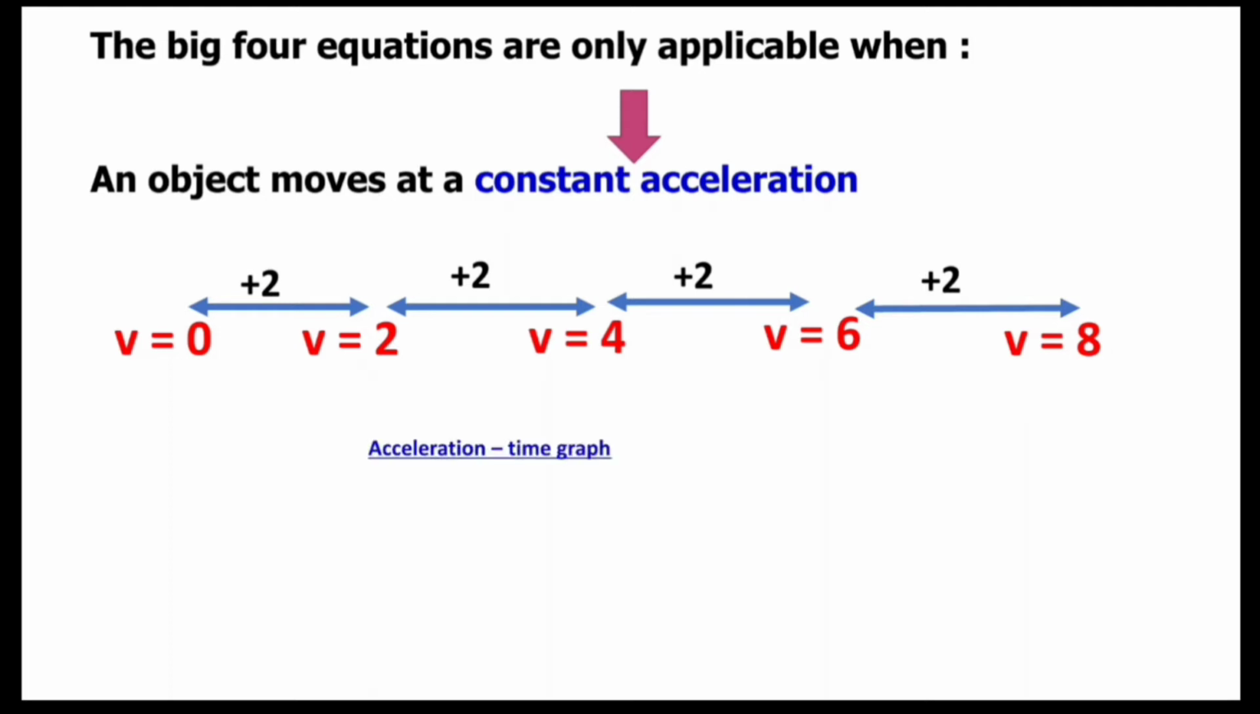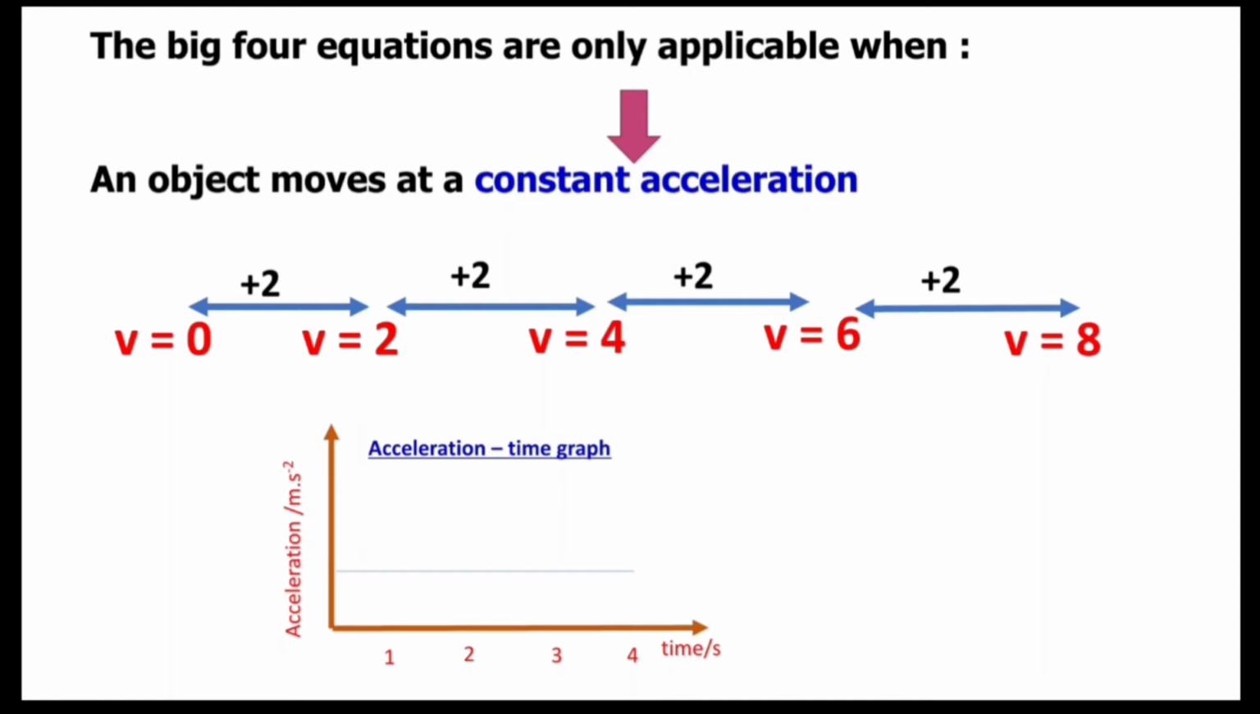So if we're to plot an acceleration time graph for this truck, we will discover that the acceleration is at a set value. Okay, what will be that set value? The acceleration is not changing. Okay, that set value is 2. So the acceleration is 2 meters per square second. This means that the velocity of this truck was changing by 2 meters per second every second.